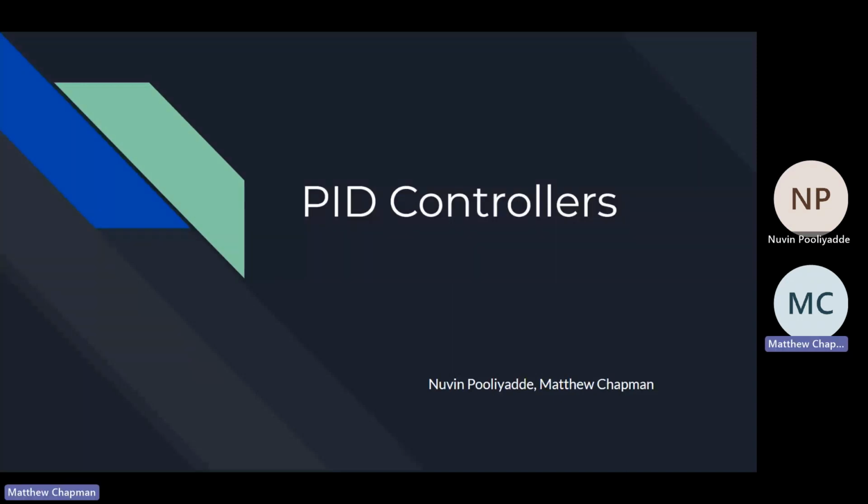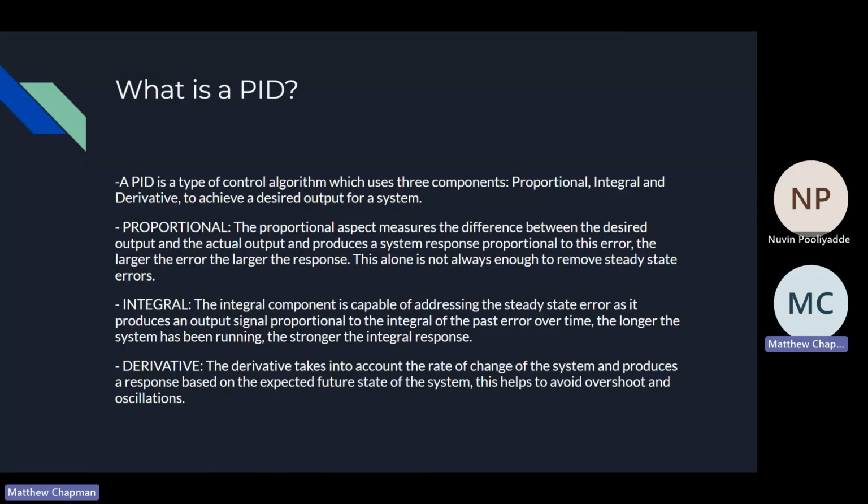We did PID controllers. What is a PID? A PID is a type of control algorithm which uses three components, proportional, integral, and derivative, to achieve a desired output for a system. The proportional aspect measures the difference between the desired output and the actual output and produces a system response proportional to this error.